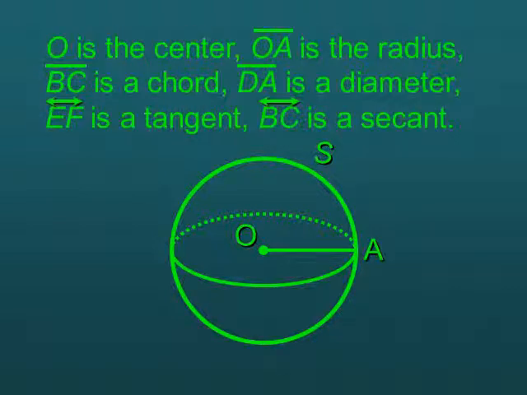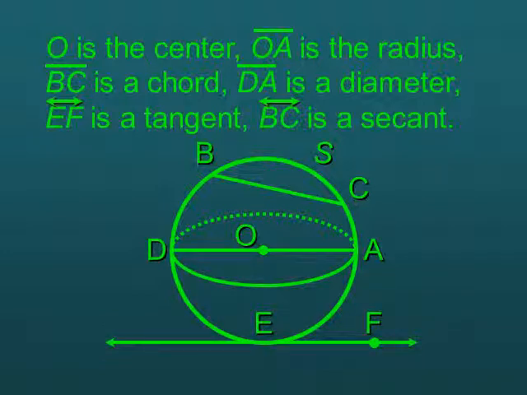So here O is the center, OA is the radius, BC is a chord, DA is a diameter, EF is a tangent. Remember, a tangent line, when we talked about circles, just hits a circle in exactly one point. The same is true for a sphere. A tangent line hits a sphere in exactly one point. And then the line BC, when I extend that chord out, is a secant.